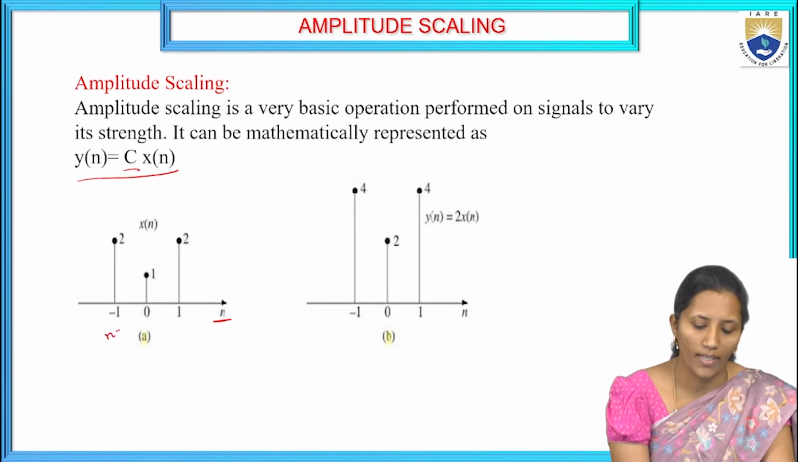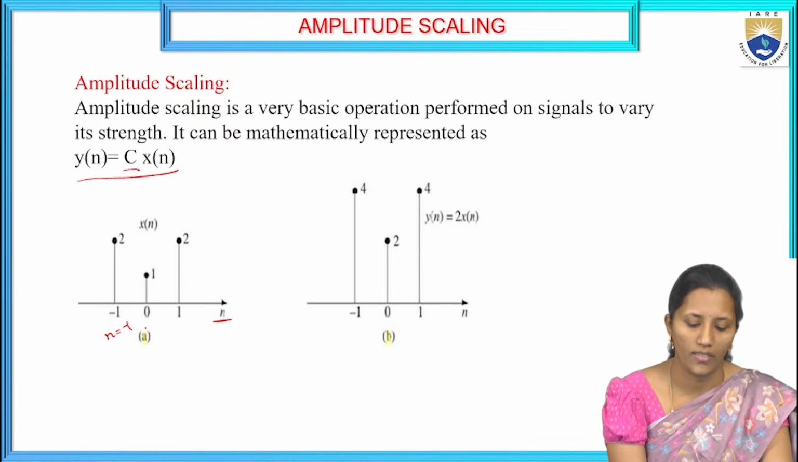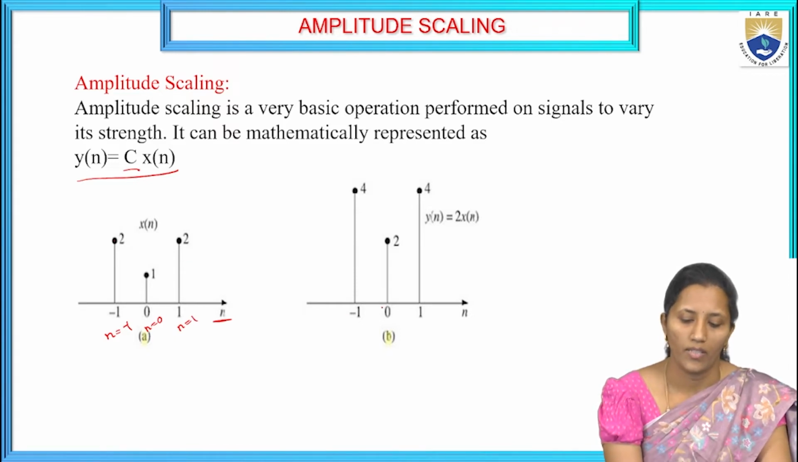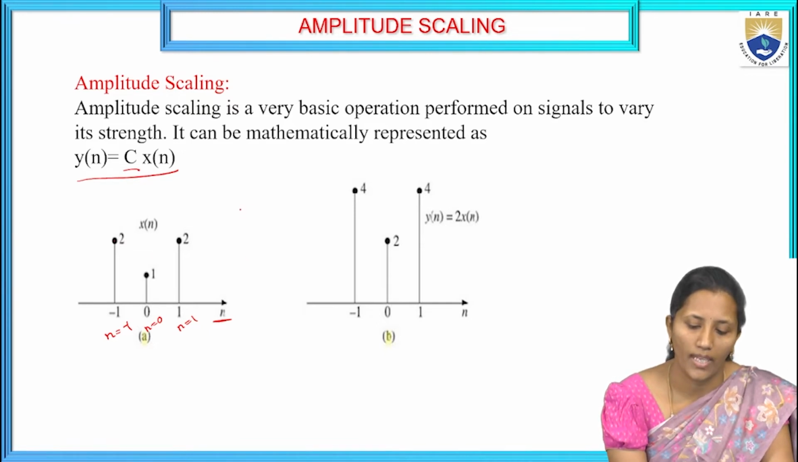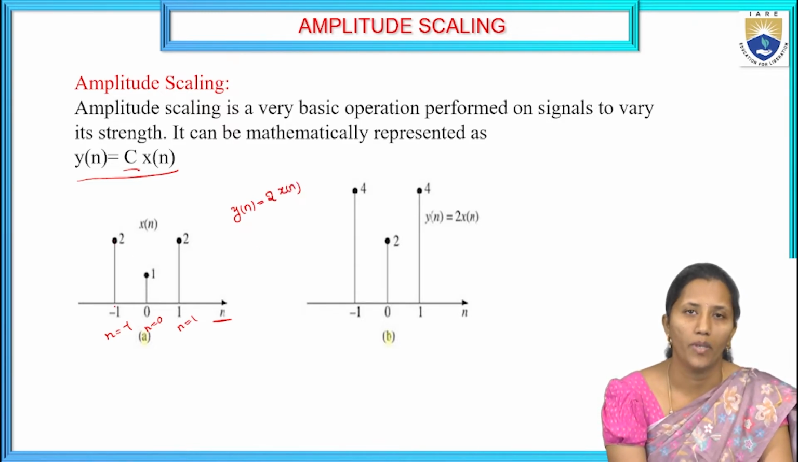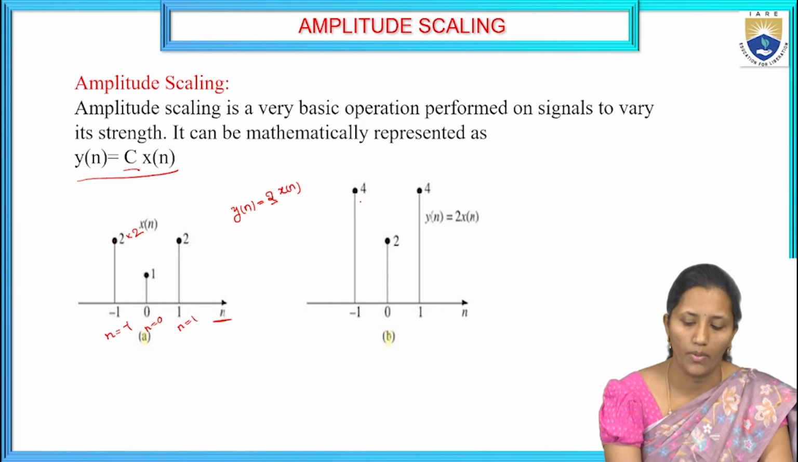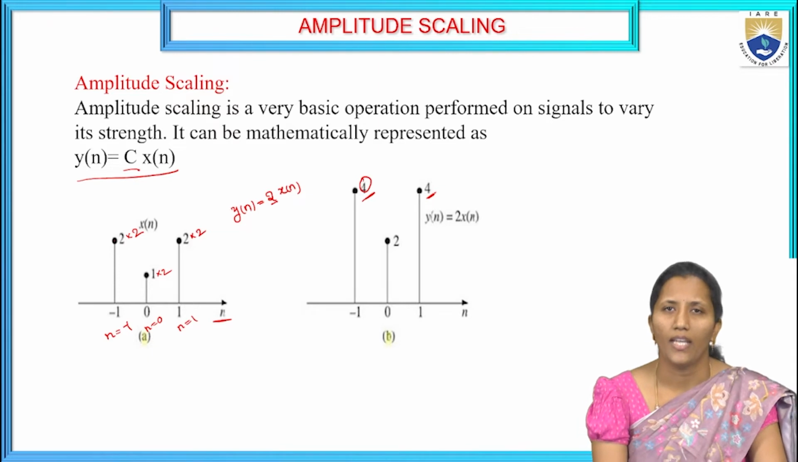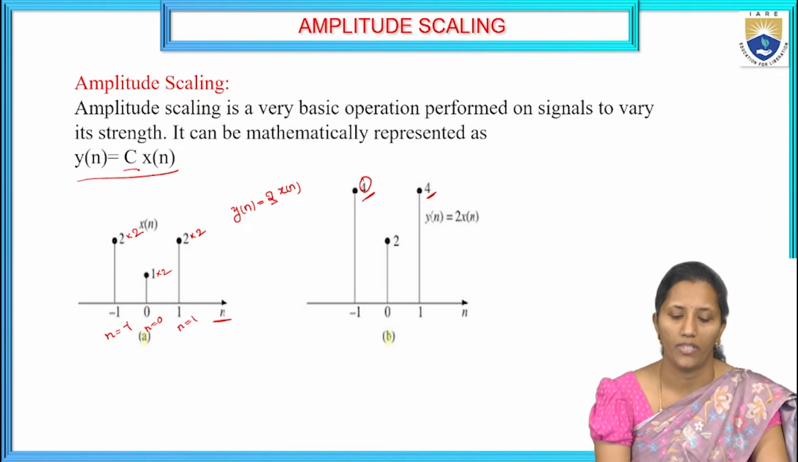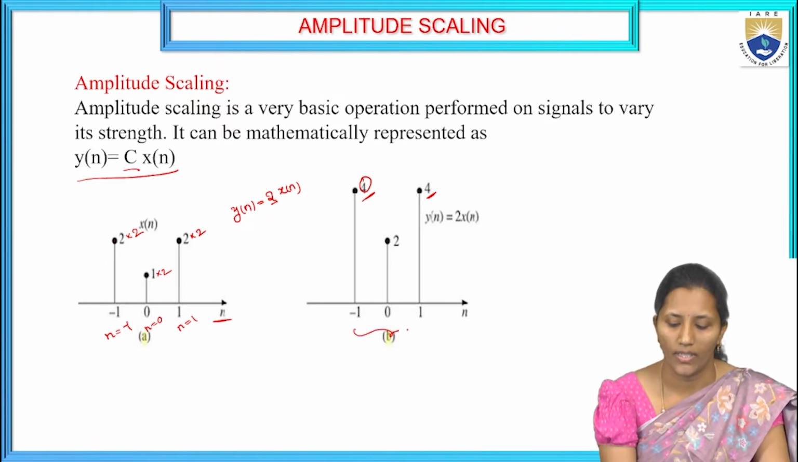Here, at n is equal to minus 1, the amplitude value is 2. At n is equal to 0, the amplitude value is 1. At n is equal to 1, the amplitude value is 2. If we apply amplitude scaling to this x of n, with y of n as 2 into x of n, every sample amplitude will be multiplied by 2. So at n is equal to minus 1, the amplitude becomes 2 into 2, which is 4. At n is equal to 0, 1 into 2, so the amplitude is 2. At n is equal to 1, the amplitude of x of n is 2, multiplied by 2, it becomes 4. So in amplitude scaling, only the amplitude of the signal is changed. It will not affect the periodicity of the signal.